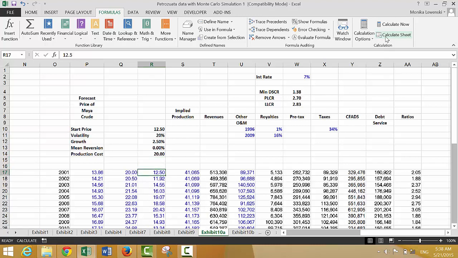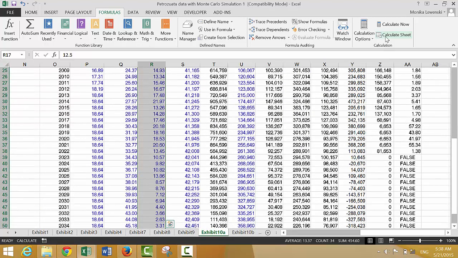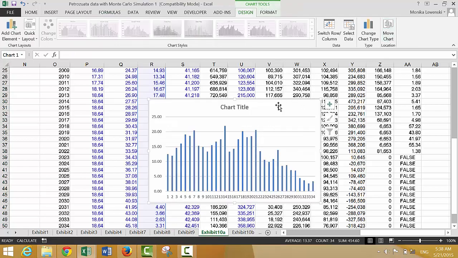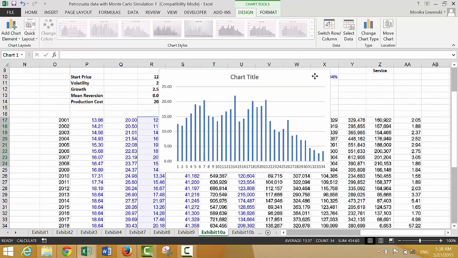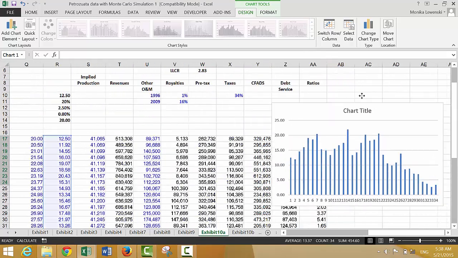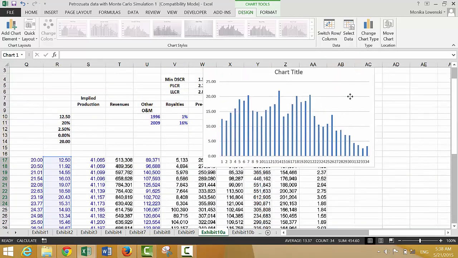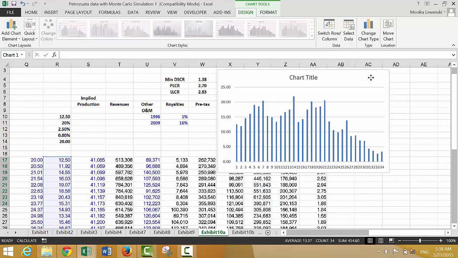Now what you can do is make a graph of this. We'll press Alt and F1 and just put the graph right up here. This is our graph of the oil price. In fact, I think I could probably get away with putting it there.